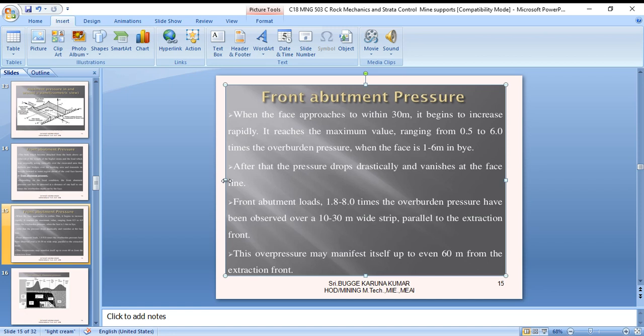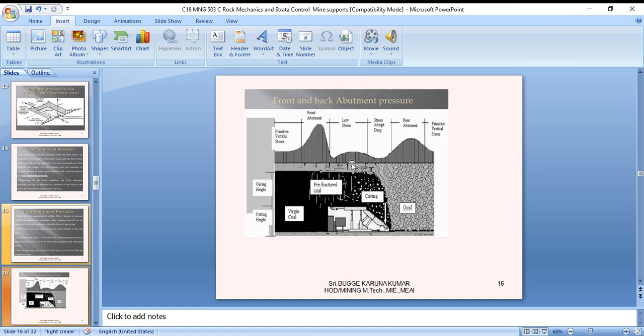Front abutment loads of 1.8 to 8.8 times the overburden pressure have been observed over a 10 to 13 meters wide strip parallel to the extraction front. This overpressure may manifest itself up to even 60 meters from the extraction front. So the front and back abutment pressures are very clearly given here.